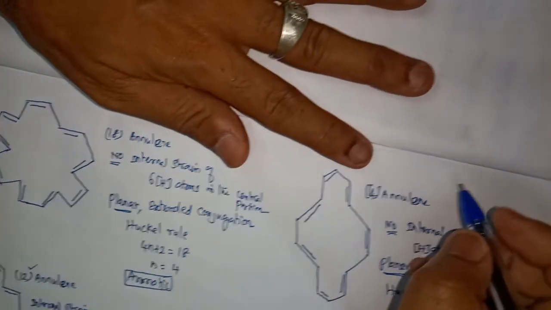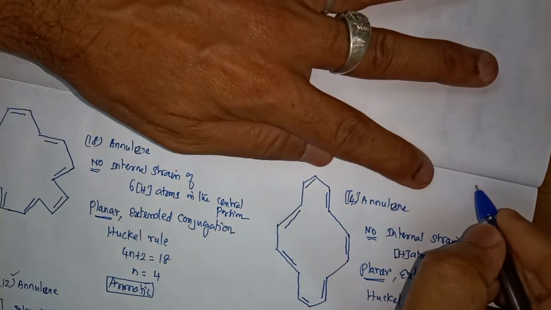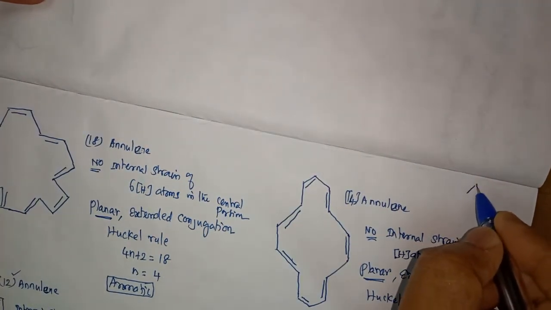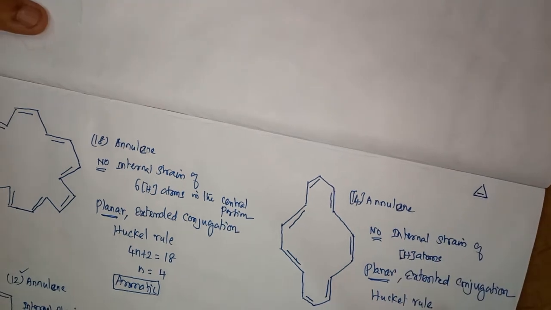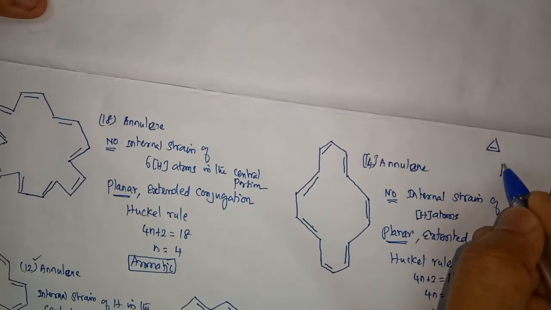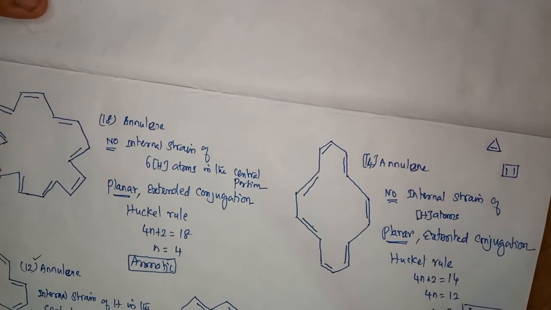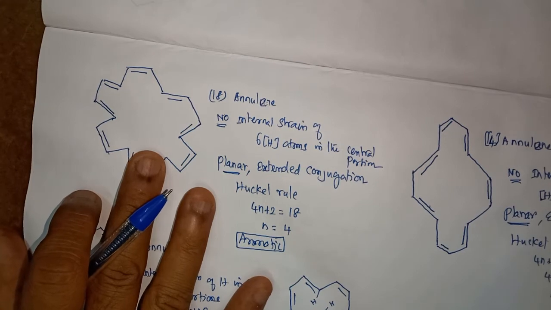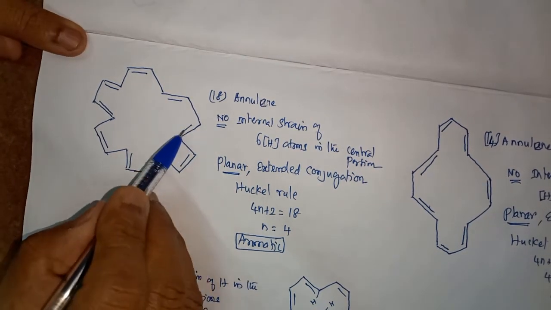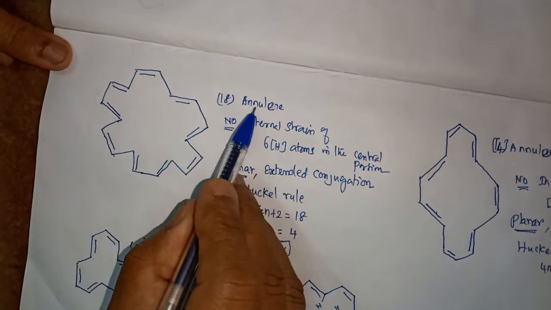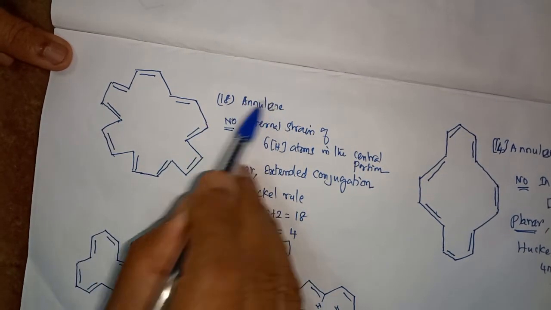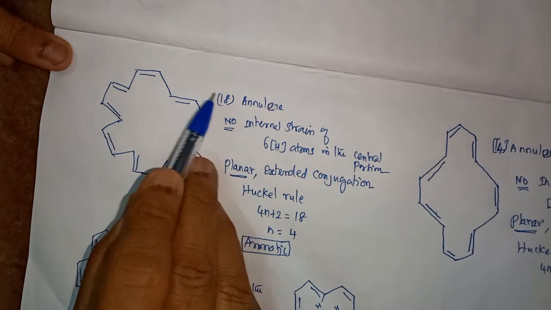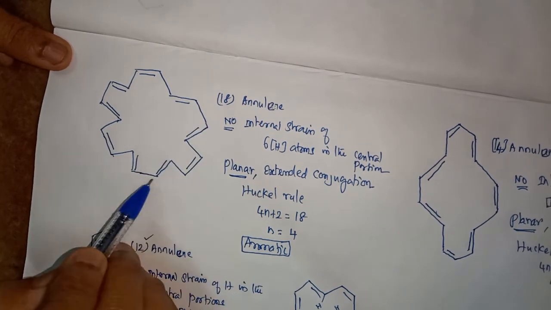Then if I take this, it is annulene only. Here I take one more compound. It is annulene only. These are the organic compounds which are monocyclic, and they have conjugation: double bond, single bond, double bond, single bond. It is called 18-annulene, which means this is an annulene compound which contains 18 carbon atoms as well as 18 pi electrons.